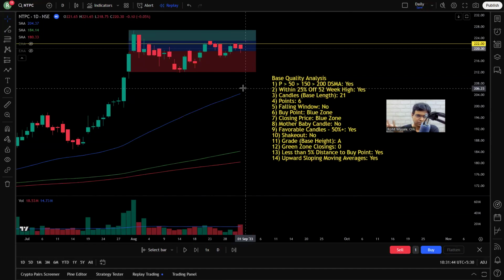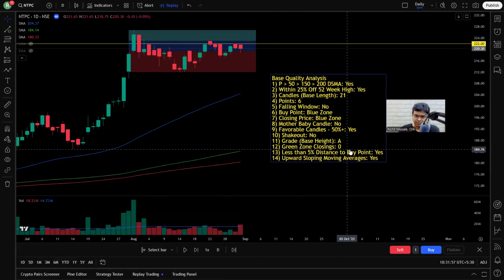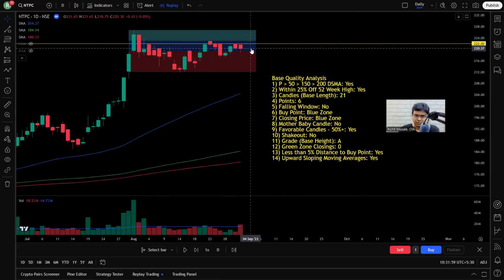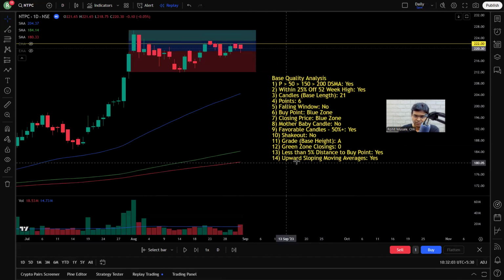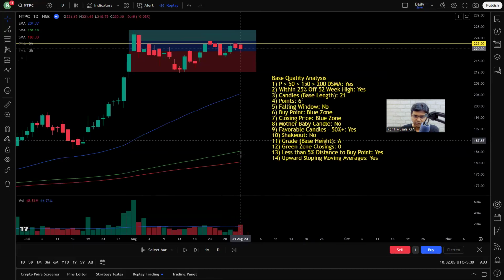So even if there were 4 points in the base inside the blue zone, it still makes a good case for a stock. We can say that it's still technically strong. Less than 5% distance to buy point. So the distance between the closing price and the buy point, less than 1%. It has upward sloping moving averages, blue, green, red, everything is sloping upwards.